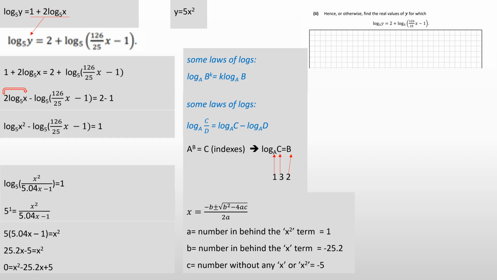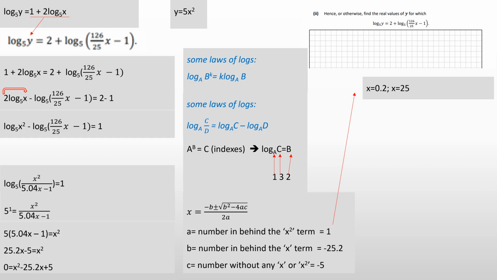You put in the terms A, the number in front of x squared, it's 1 in this case. And then your B, it's minus 25.2. Your C, it's plus 5. You put that in, and then you get two values of x, as you always do. You always get two values when you use this plus or minus formula. So you end up with x equals 0.2 and x equals 25.